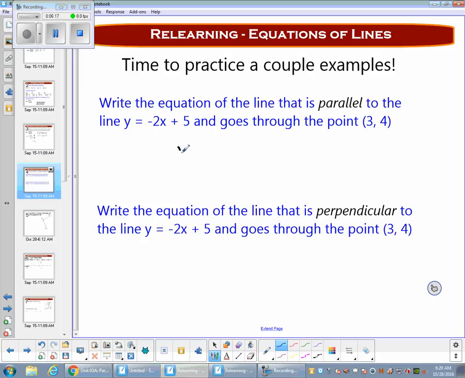Since it goes through this point, we use that equation from last page, y minus y1 equals our slope, which if it's parallel will be the same, so y minus 4 equals negative 2 times x minus 3. Write the equation of a line that's perpendicular to this and goes through the point (3, 4). Perpendicular means that it's the negative reciprocal, so that would be positive 1/2 from this. So now we write the same equation, y minus 4 equals 1/2 times x minus 3.